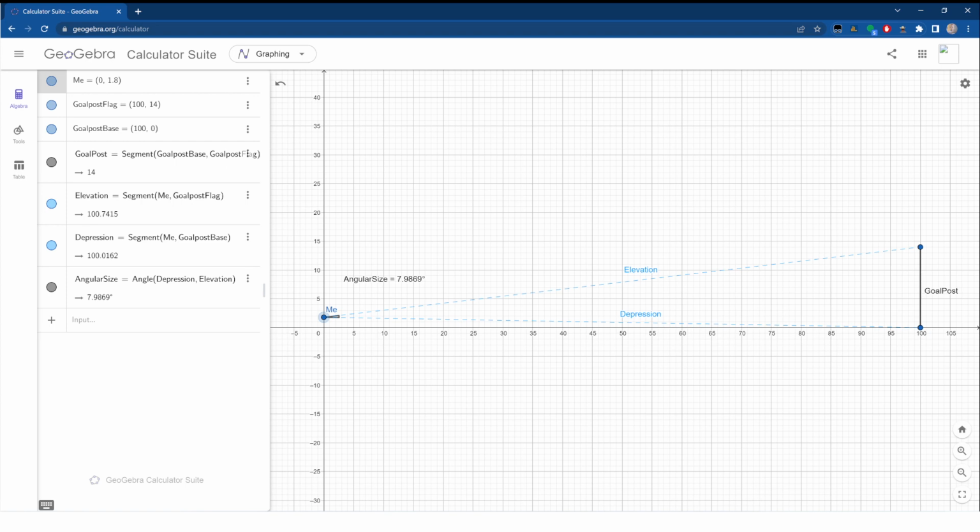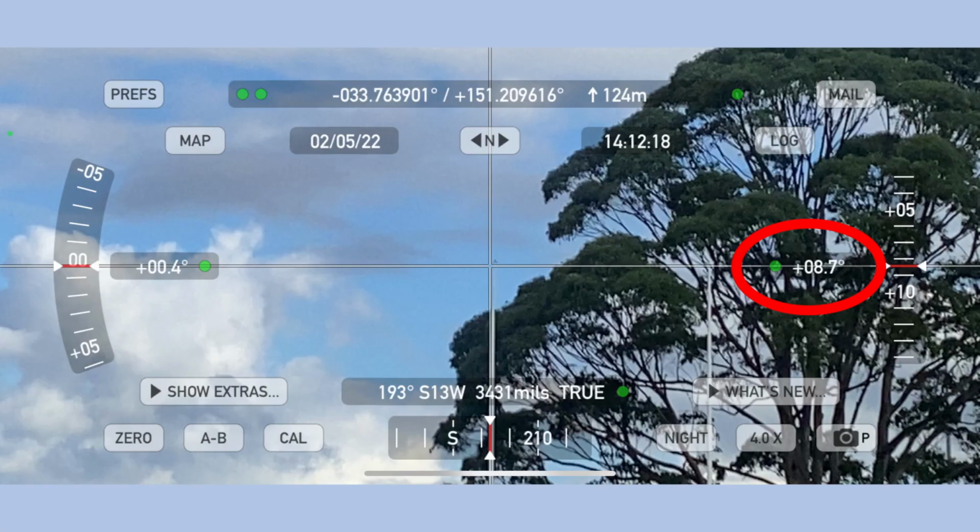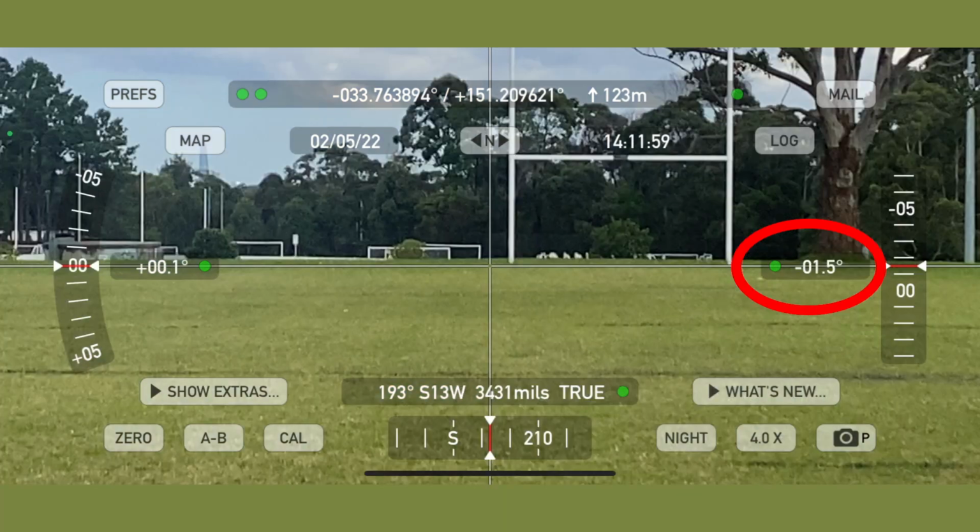All right, so that's all fine and dandy. But what happens if we move to position B, which is the 22 meter line? So at the 22 meter line, we're 78 meters from the goalpost, and the elevation angle is 8.7 degrees. And the depression angle is 1.5 degrees. So add those two together to get the angular size measurement of 10.2 degrees.